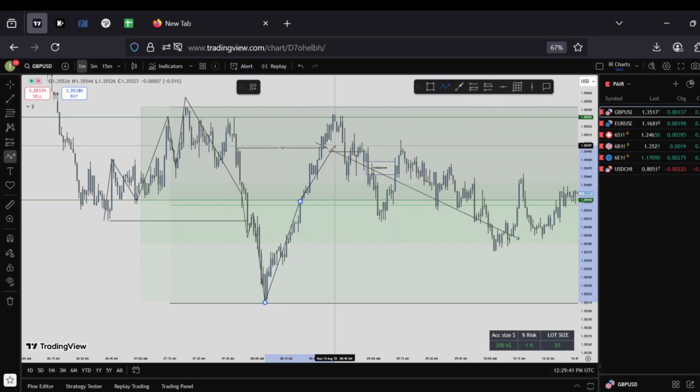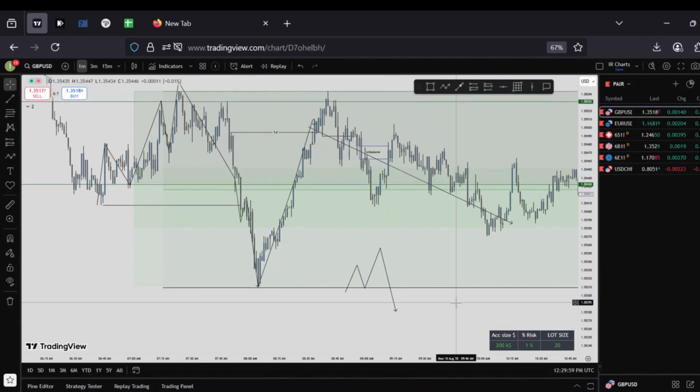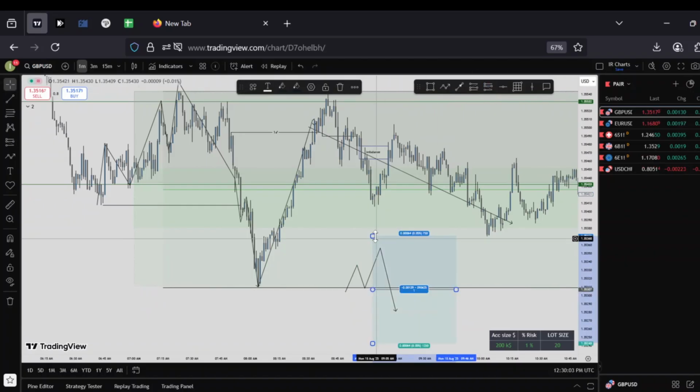As price swept this liquidity, I then waited for a chalk pattern, which is what I trade currently, to enter my trade. The chalk pattern is pretty simple. It is when price breaks a high, creates a high, then breaks that high, then breaks the low. The entry for a sell position is at this point, then put your stop loss above the high, then target your 1 to 1, 1 to 2. But for a buy position, it is the opposite.